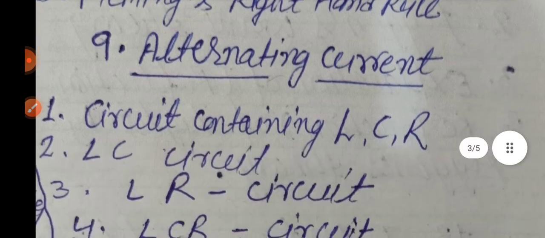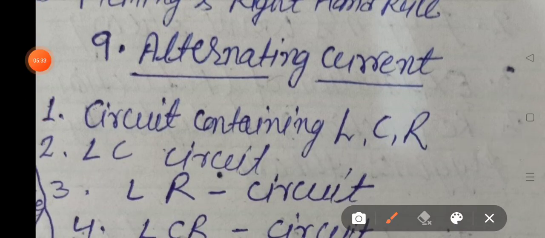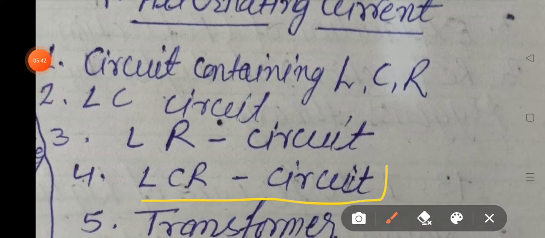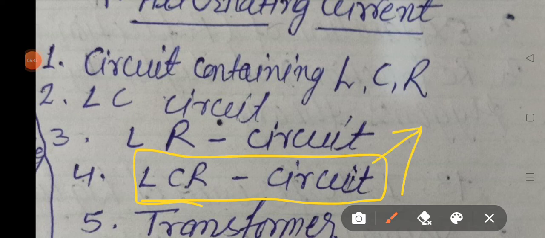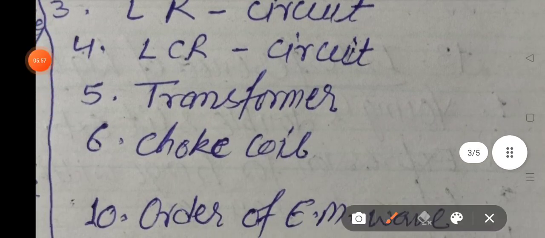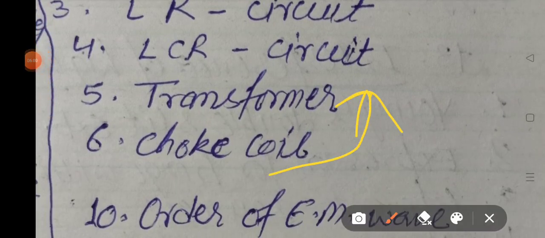Chapter 9 is alternating current. First point is circuit containing LCR. You can ignore some points, but a very important point is the LCR circuit. If you understand the LCR circuit, then you can explain also LR circuit and LC circuit individually. Fifth point is transformer and sixth point is choke coil. From these 2 points, one question is asked necessarily.